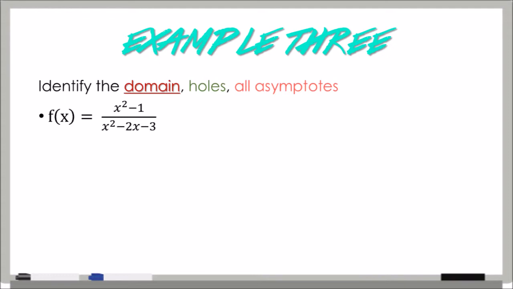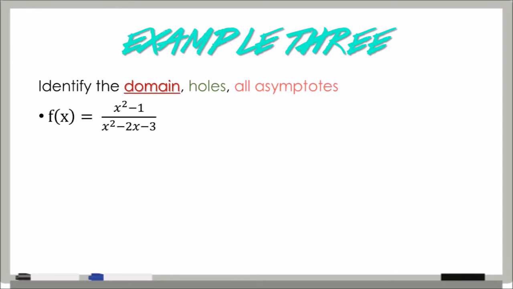We're pretty much going to do the same thing we did in example 1, where we determined the domain, holes, and all of the asymptotes, but this time we will be graphing this function. So our function for example 3 is f of x equals (x squared minus 1) over (x squared minus 2x minus 3). So just like last time, let's begin with finding our domain.